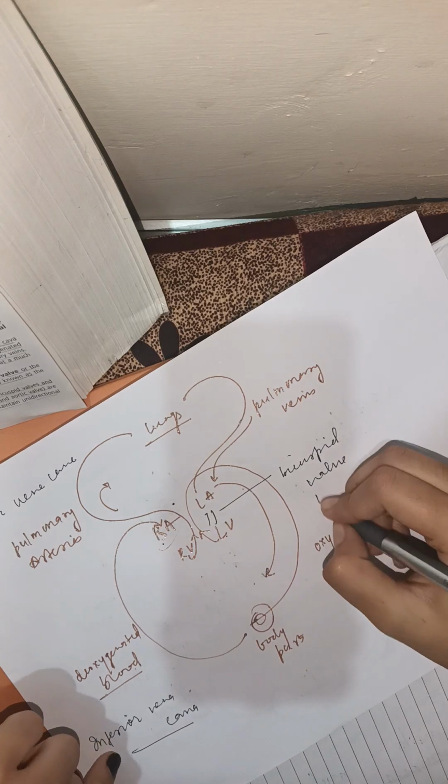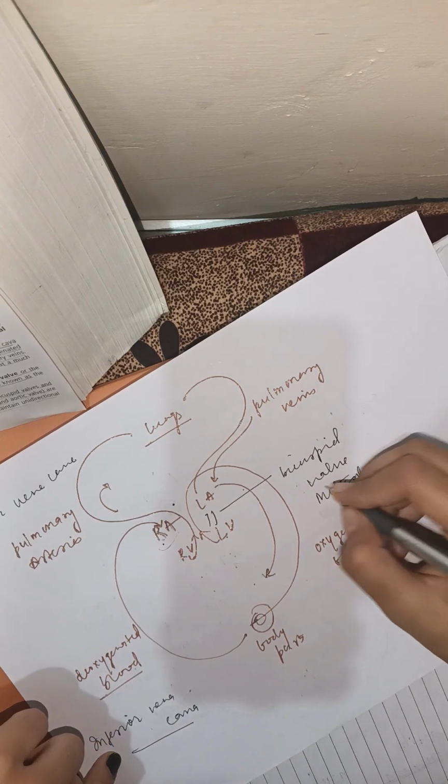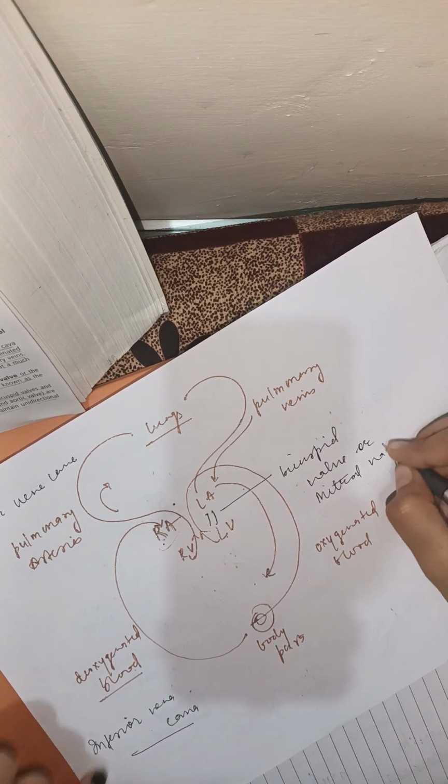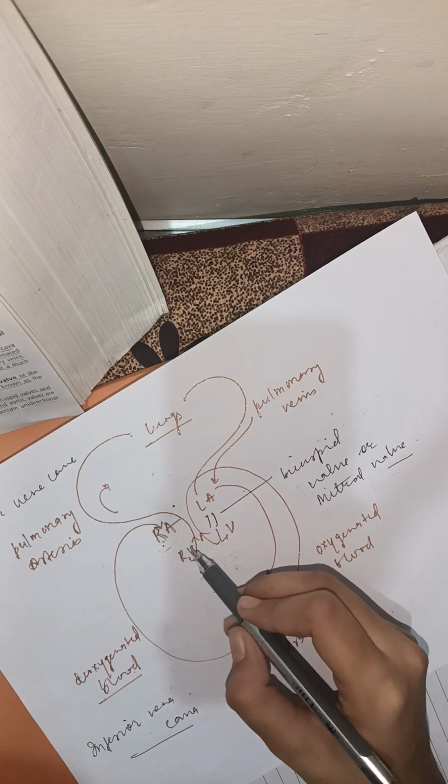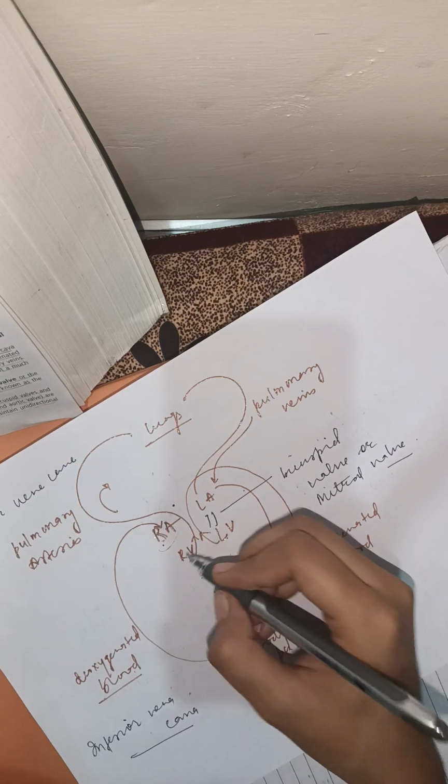And the mitral, which we will also call mitral, and the valve formed of three cusps separating the right atrium and right ventricle is known as the tricuspid. Here we have tricuspid.